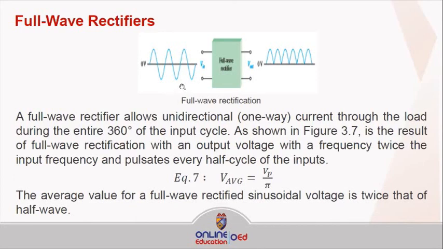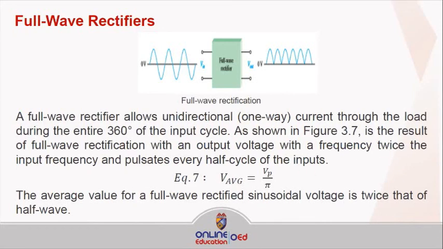Then, ang magiging result ng full wave rectifier dito, yung sa output natin, is an output voltage with a frequency twice the input frequency and pulsates every half cycle of the input. Okay, nagiging half cycle na yung ating input. Nagpa-pulsate siya. Ayan, okay. Nakita? Then, ang frequency will become twice the input frequency.